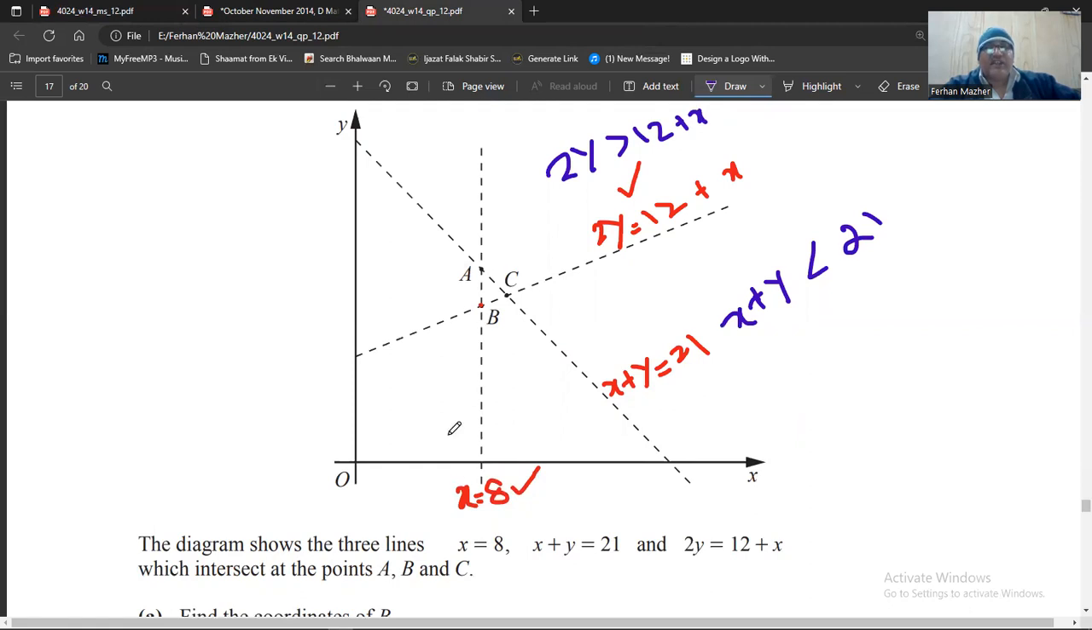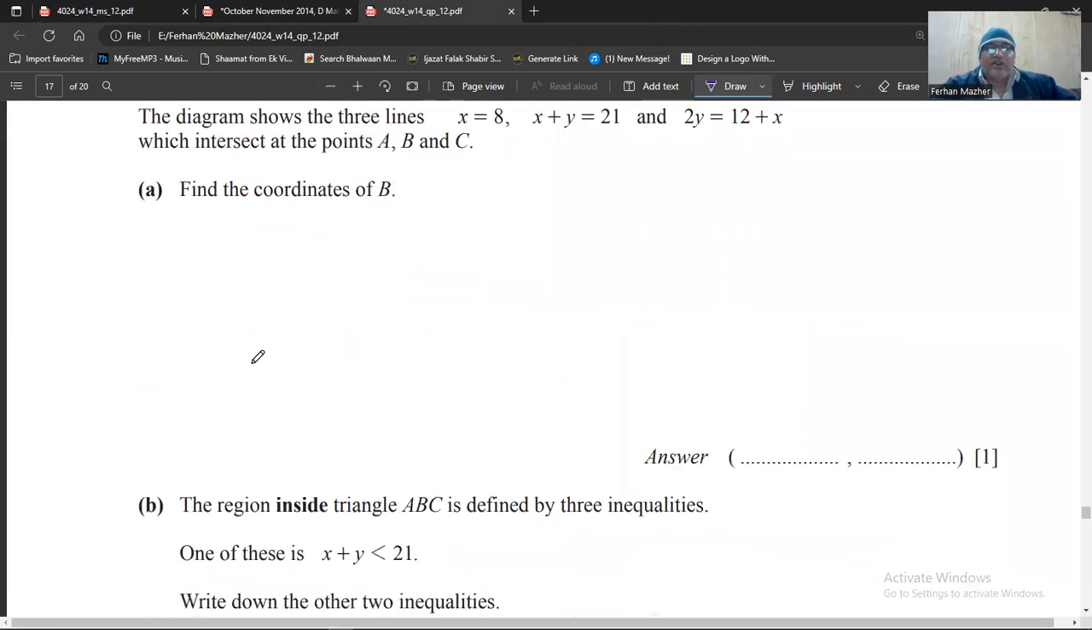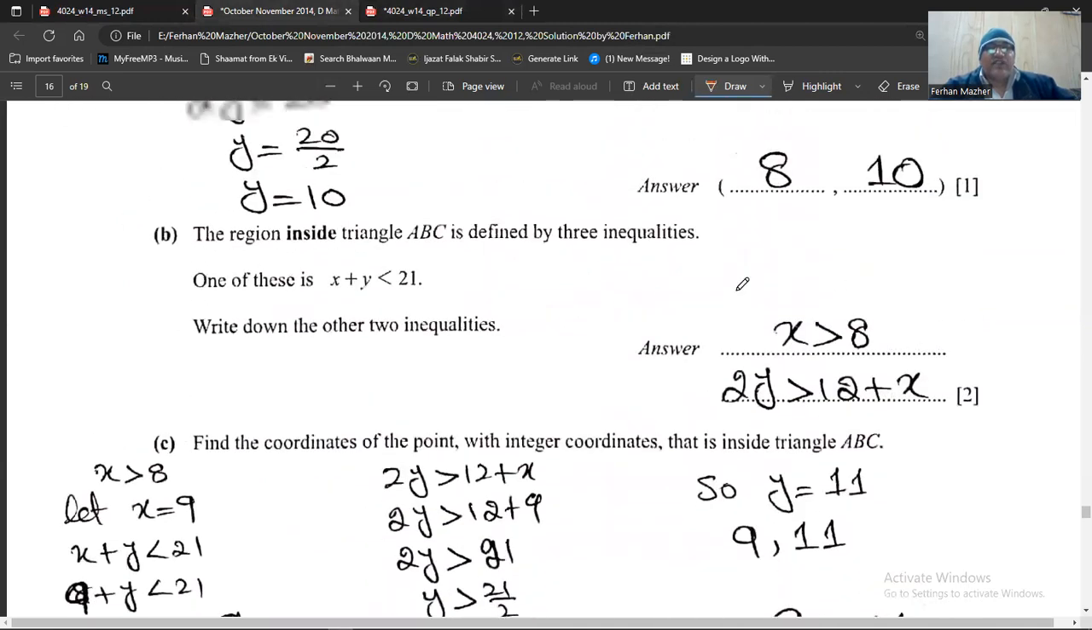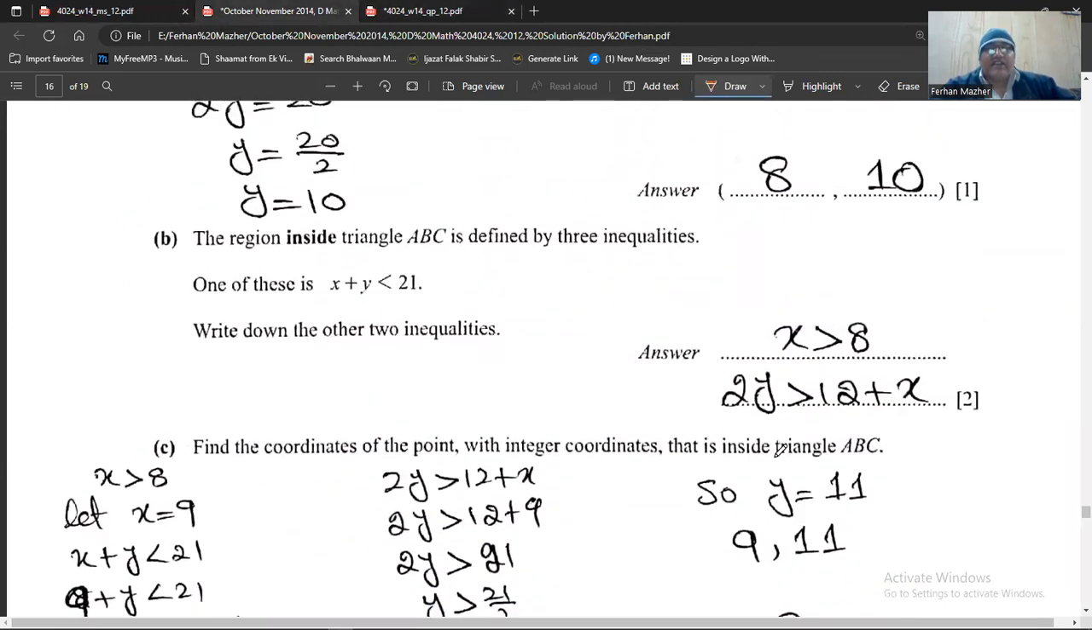And because this is a vertical line, in a vertical line we check if the required area is on the right side of the vertical line, then the crocodile's mouth is kept towards the x, so it will be like this. So these are the three inequalities you have to write here. Hopefully you understand what I have done. So the three inequalities are x is greater than 8 and 2y is greater than 12 plus x.